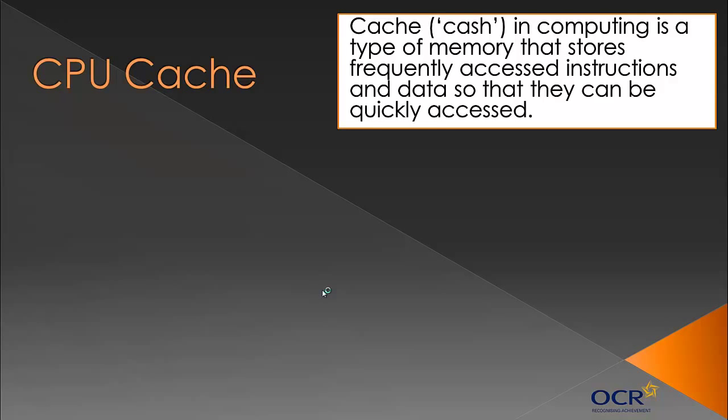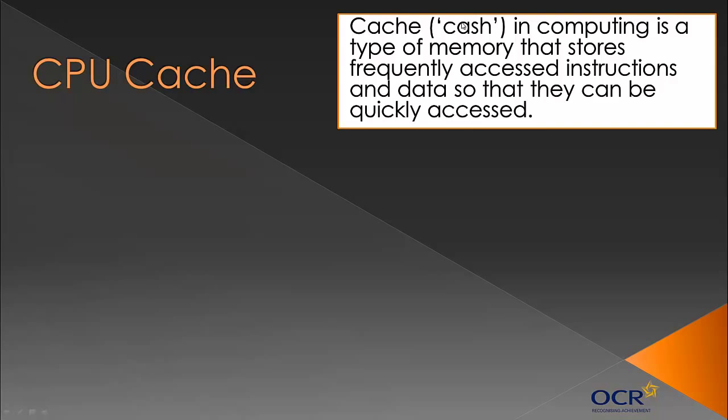So the CPU cache, this is a slightly harder topic because you may not have heard of cache before. You can see I pronounce it cache, that's how you should pronounce it. I always used to start off by calling it something else. That's not how you pronounce it. It sounds a bit stupid if you say it that way. So cache in computing is a type of memory that stores frequently accessed instructions and data so that they can be quickly accessed. Basically, cache memory is very fast to access.